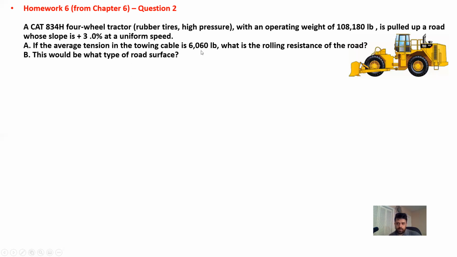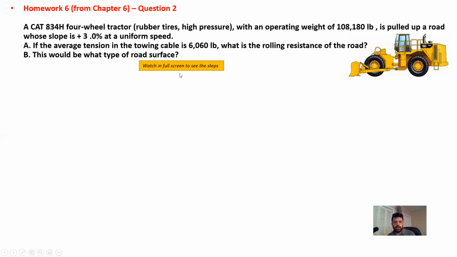Okay, so this will be the combination of the rolling resistance plus the grade resistance. Now it is asking us what is the rolling resistance. So this is the total, and we could find the grade resistance, and the remainder will be the rolling resistance. Sounds like an easy problem. We have the total resistance, we have the information needed to find the grade resistance. So total minus grade will give us the rolling resistance.